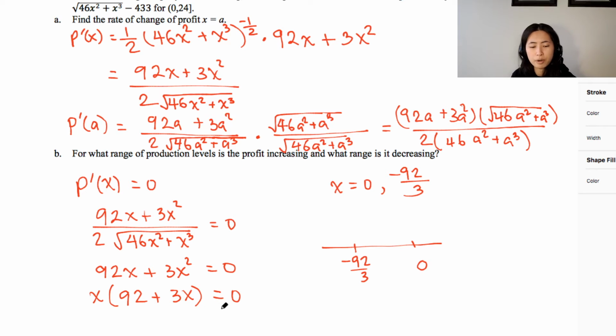Because I know that my function is positive, that means my parabola needs to open upwards. And on top of that, you're only crossing, right?